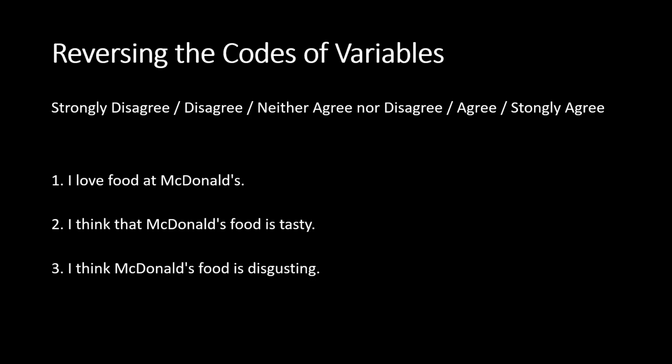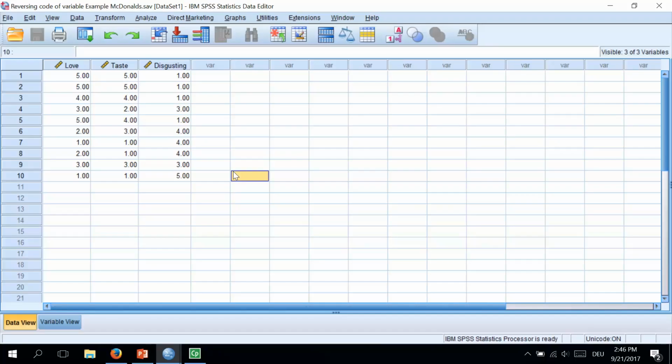This is a really good thing to do in your questionnaire. However, you must not forget to reverse the coding before you start analyzing the data. So each of our participants answered each of these 3 statements on this 5-point Likert scale. And we can see the results here. I named the first statement love, the second statement taste, and the third disgusting. You have probably realized that we have 2 positive statements, so loving and the taste of the food, and 1 negative, the food is disgusting.